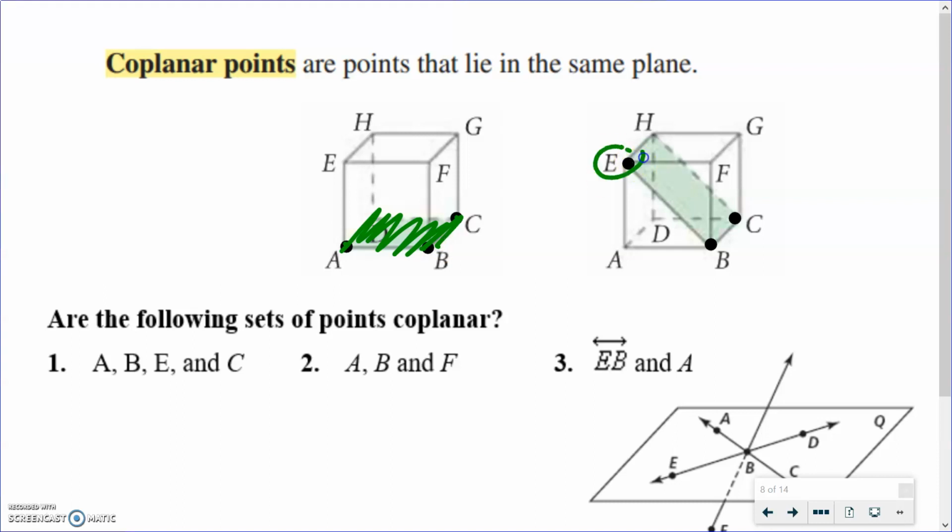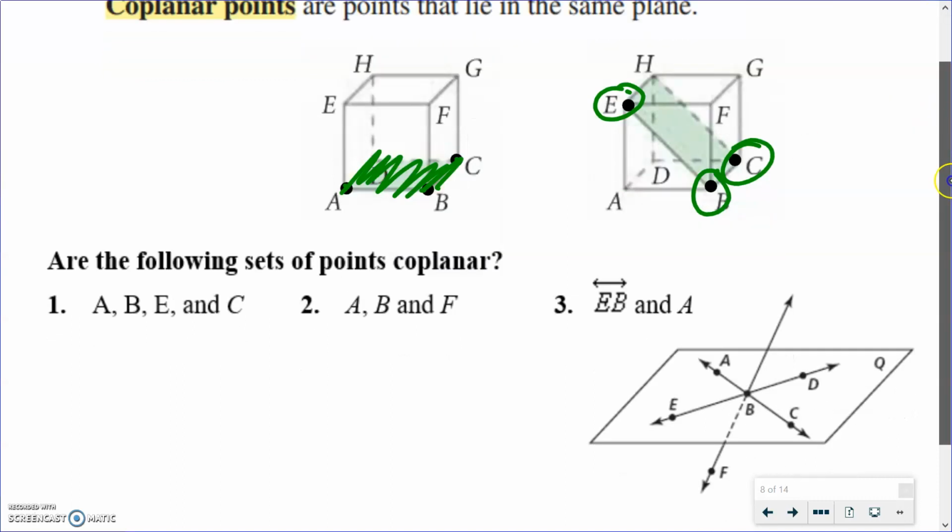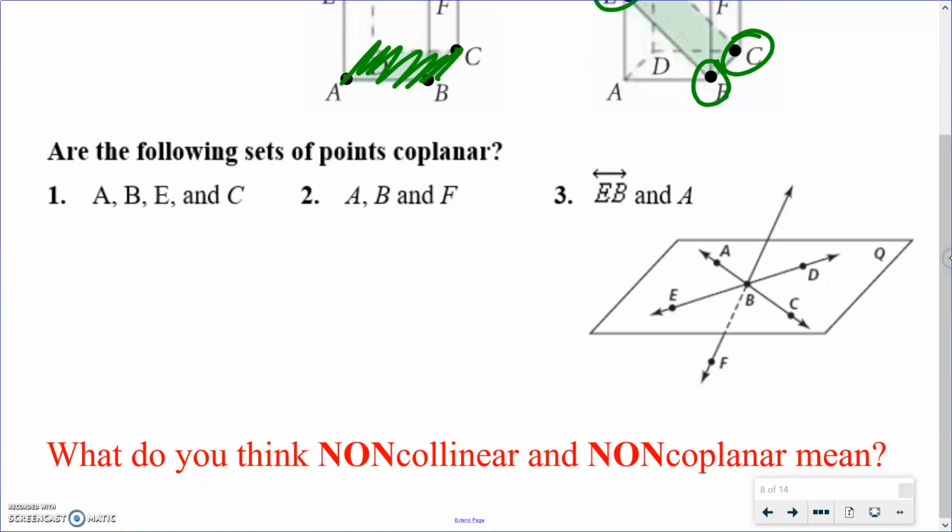Okay? Also here, E, B, and C are coplanar because I could slide that piece of paper diagonally through that cube, and that paper could go through all 3 of those points. Okay, so they are coplanar. So let's look at this diagram and see if we can answer some coplanar questions. Okay, so A, B, E, and C, are they all coplanar?